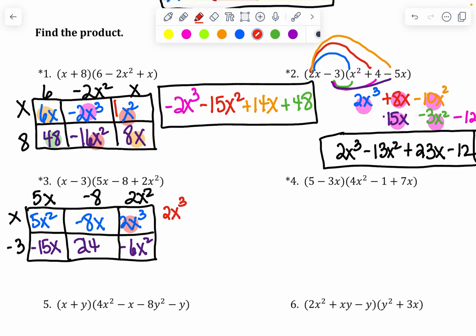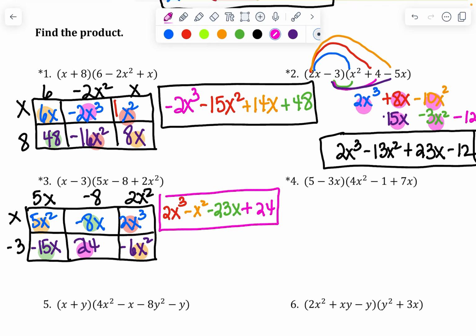Okay, then next I'm going to look for x squareds. Here's an x squared and here's an x squared. When I combine those, 5x squared minus 6x squared is a negative 1x squared, or just negative x squared. Next, I'm going to combine the x's. So here's a negative 8x, a negative 15x, and that would give me a negative 23x. And then the very last thing that we need to put is this 24 that I wrote crazy. So it's a plus 24. And that would be the answer to that.